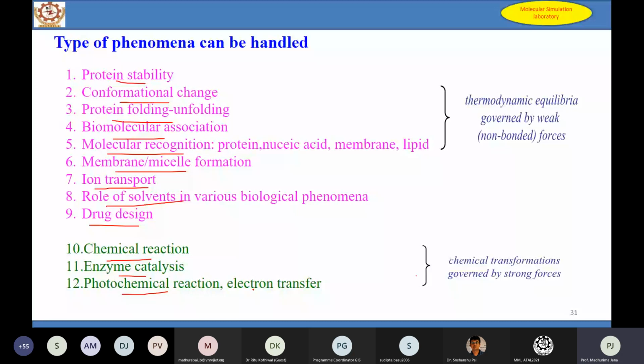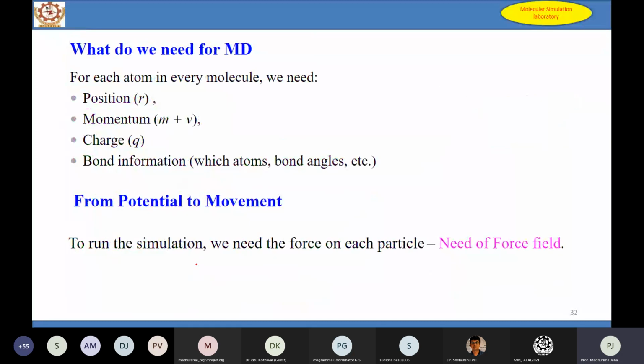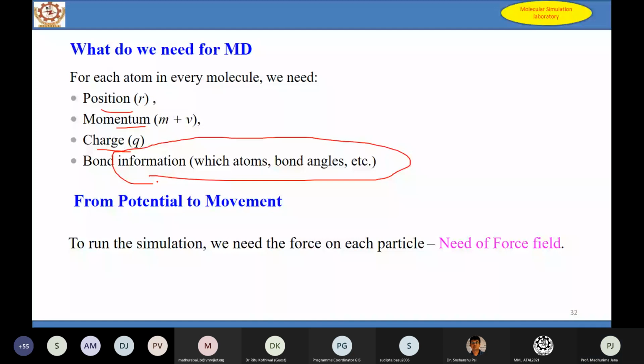Now, what do we need for MD? For each atom in every molecule, we need to know the position, the momentum, the charge, and the force field information. That means the bonded information, which bond, which angle, which torsion, what the other non-bonded interactions are, and so on. So there is a need for a force field. I will just give a very brief description of the force field.